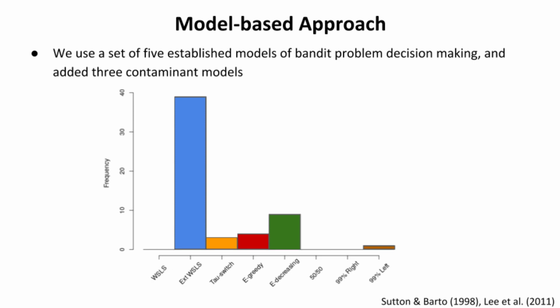We also considered three different contaminant models. You can see here that most participants, but not all, were inferred to use the extended win-stay-lose-shift. Some of the other substantive models, there was also evidence that some participants were using those. There was very little evidence of contaminant behavior.